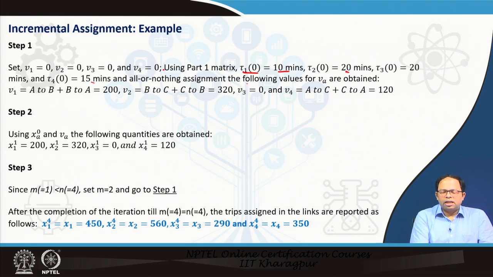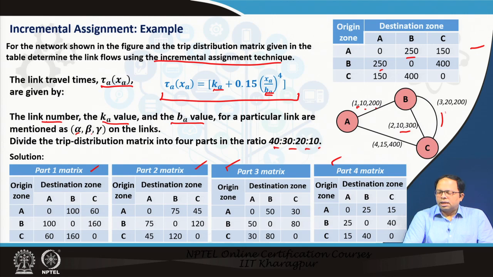All-or-nothing assignment is adopted, and we get the following values for Va. V1 is A to B plus B to A, so we are adding both directions together, and that comes to 200. V2 is B to C plus C to B, that is 320. V3 is equal to 0, and V4 is A to C and C to A. V3 equal to 0 means we are not assigning any traffic or volume on this particular link, because its travel time is more than this one.